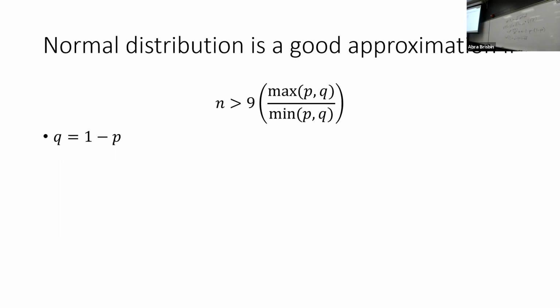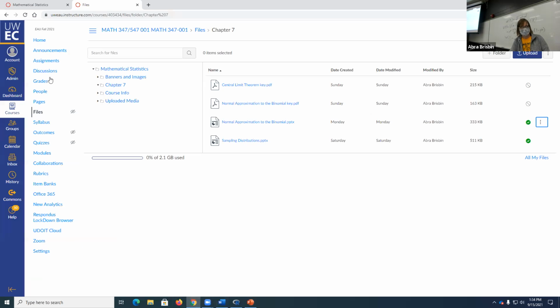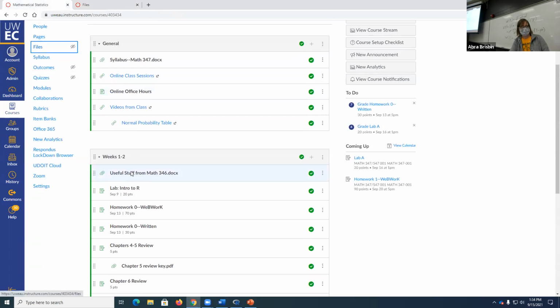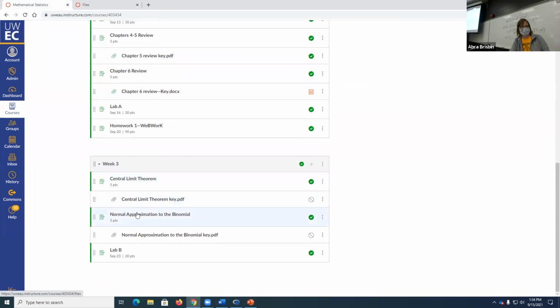So for example, take a look at problem 1 and decide whether the normal distribution is going to be a good approximation. So Vivian, this is the normal approximation to the binomial. Which is right here.